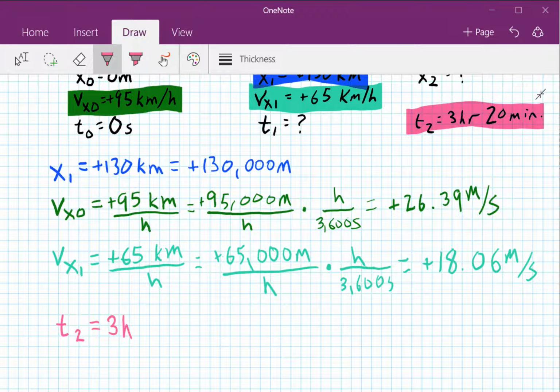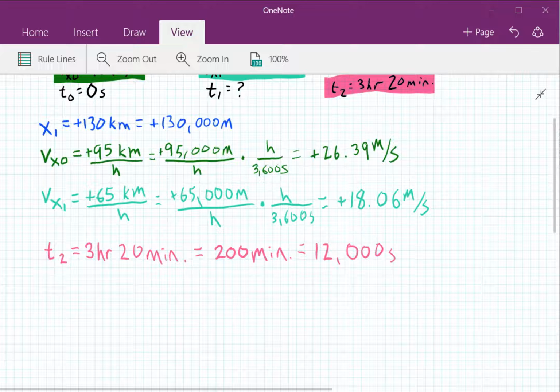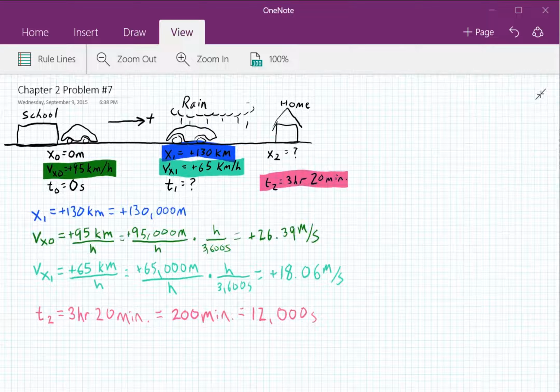You can do this a couple ways. I think the easiest way is to just figure out how many minutes you have first. So you got 3 hours times 60 is 180 plus the 20, so that's 200 minutes. Then you multiply the 200 minutes by 60 seconds, so you get 12,000 seconds. That concludes the conversions. Okay, so that's everything you need for the conversions of the variables that you were given.